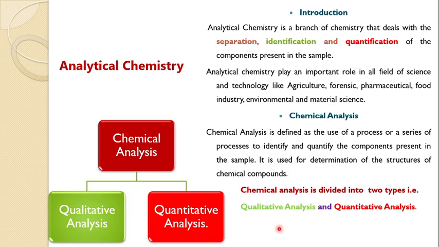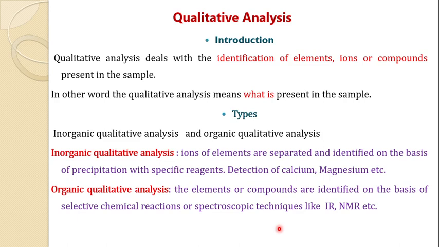So we can see one by one what is meant by qualitative analysis and quantitative analysis. Qualitative analysis is defined as dealing with the identification of elements, ions or compounds present in the sample. In other words, qualitative analysis means what is present in the sample. Whatever sample you want to analyze, first you have to identify what is present in that sample. That type of analysis is known as qualitative analysis.